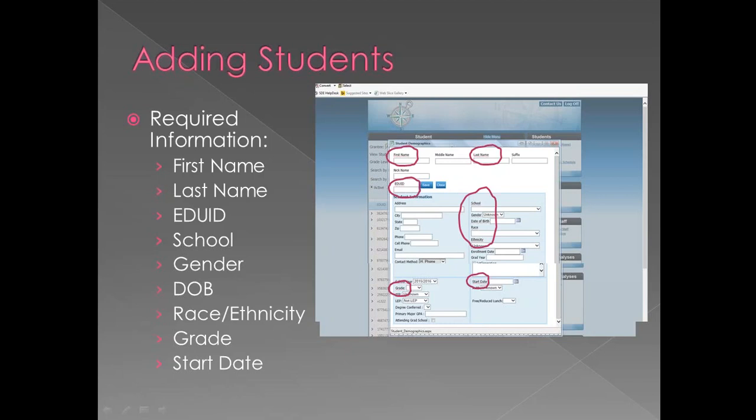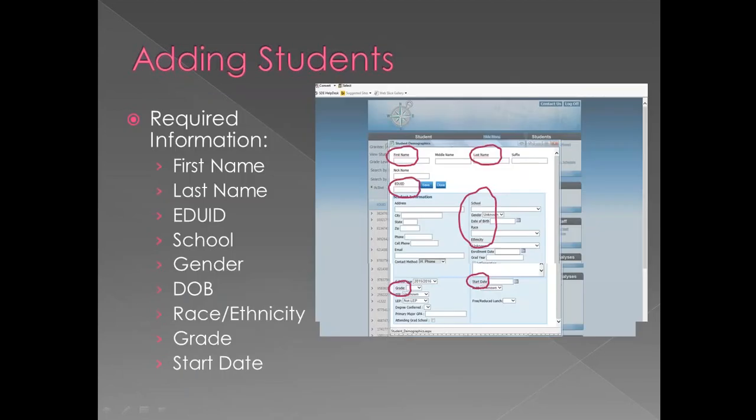So those, okay, the school that they're associated with, which is on the right side, and that'll be a drop-down menu, and it should only allow your schools that you serve. So with the schools that are in your centers and your programs, those should be the only ones that are allowable. And then gender, date of birth, race and ethnicity, grade, and then the start date. So those are the things that we need to be able to track to report to Tactile Group.